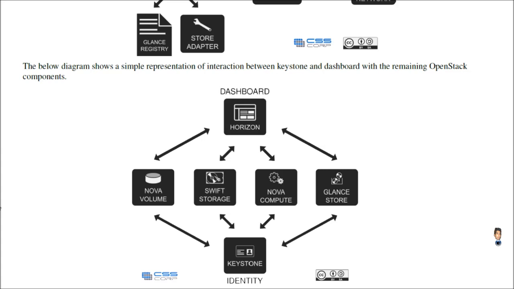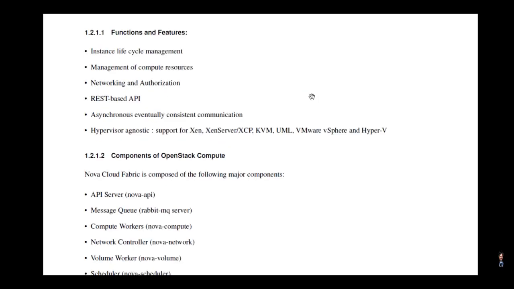Now we will get into the functions and the features of the individual components. Now we go on to the functions and features of the Nova API. The functions are instance life cycle management, management of compute resources, networking and authorization, REST based API, asynchronous eventually consistent communication, hypervisor agnostic, support for Xen Server, XCP, KVM, UML, VMware vSphere and Hyper-V.